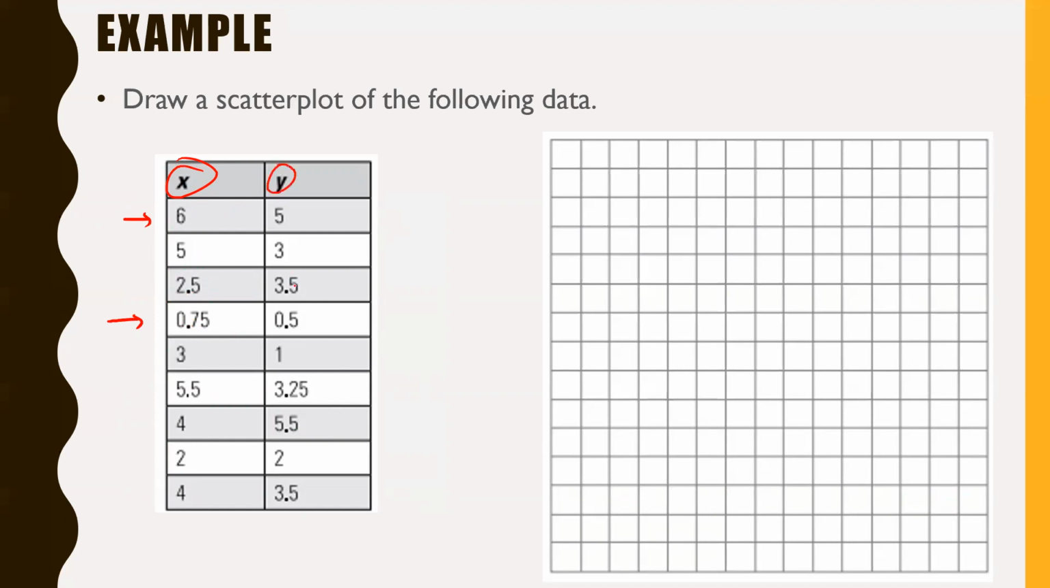Now I do the exact same thing with y. Look at the smallest one on my y-axis. It looks like this one is my smallest one here, and then my largest one looks like it's this one here. So I'm going from 0.5 to 5.55. So I'm going to make my plot. I know I'm not dealing with any negative numbers, so I have no issue making my plot like so.